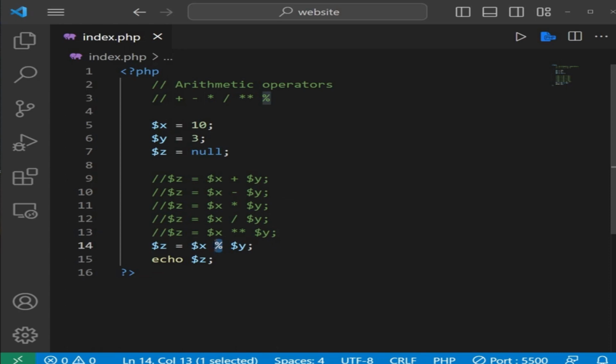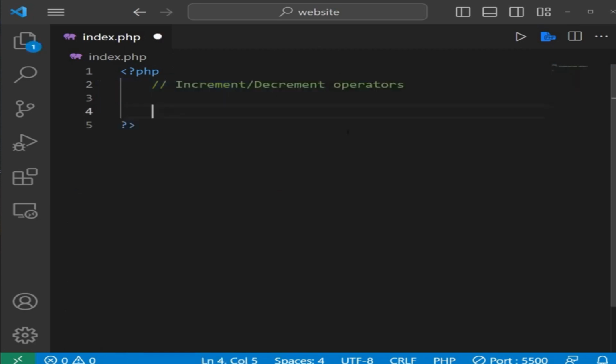It's really helpful for determining if a number is even or odd. You would just say modulus 2. If the remainder is 1, that number is odd. If it's 0, then it's even. So those are basic arithmetic operators. Now we'll cover increment and decrement operators.